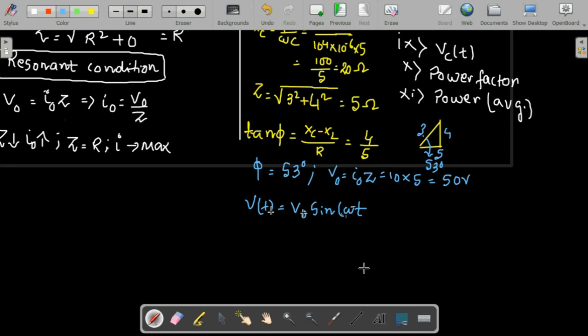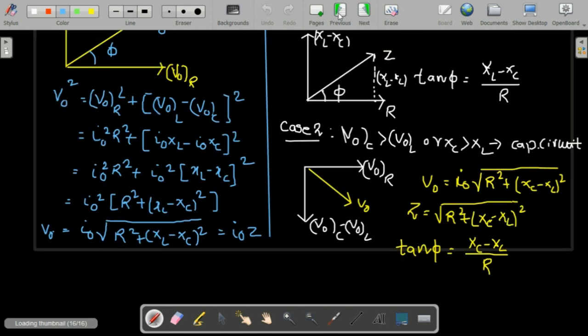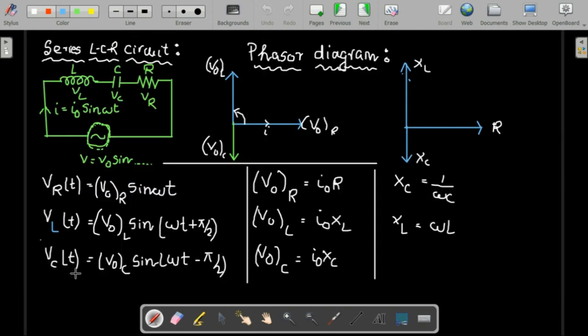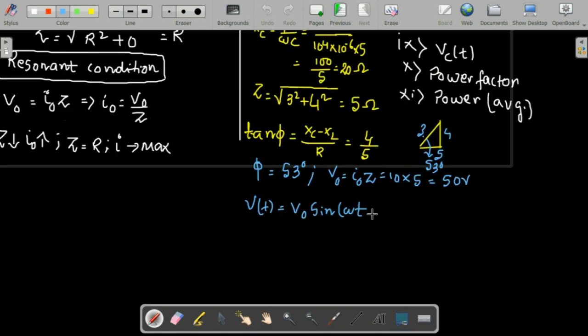In a capacitive circuit, if you just look here, the voltage is behind the current, the current is ahead of voltage, so it is minus, always minus, right? So if it's a capacitive circuit, it will be minus of 5. Now we know all the values here. V naught, we've just calculated. Where is it? This one, 50.